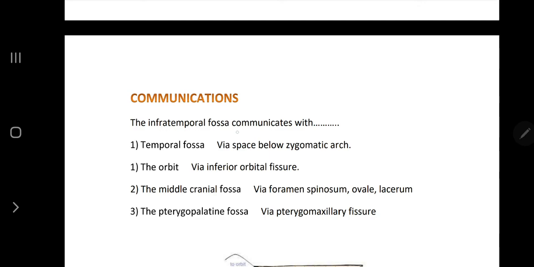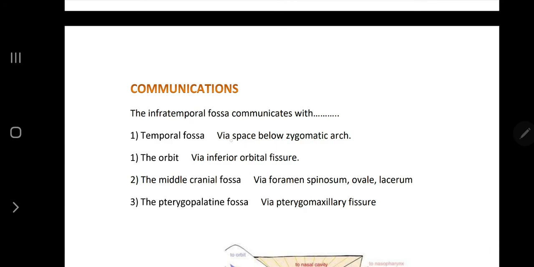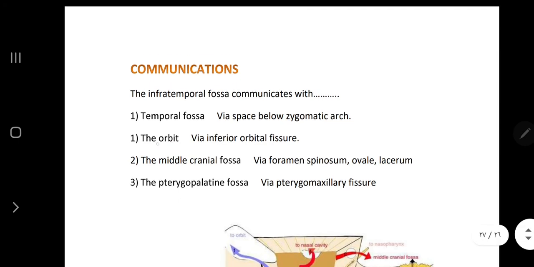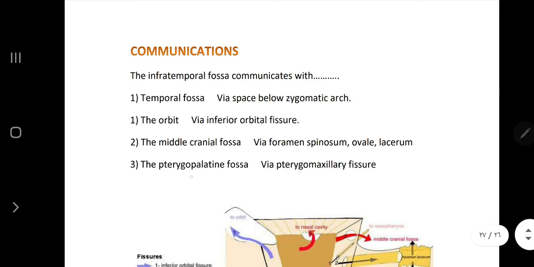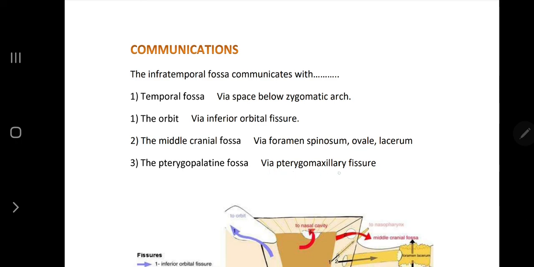Communications. The infratemporal fossa communicates with the temporal fossa through the space below the zygomatic arch, the orbit through the inferior orbital fissure, the middle cranial fossa via the foramen spinosum, foramen ovale and foramen lacerum, and the pterygopalatine fossa through the pterygomaxillary fissure.